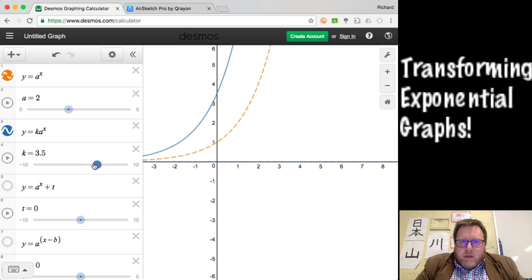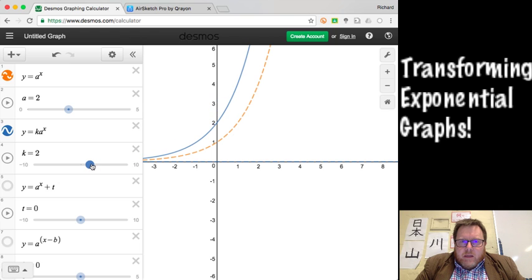Let me go to a whole number so you can see that a bit more clearly. There we go. So k equals 4, and the y-intercept is equal to 4, unsurprisingly, because the basic graph is simply multiplied by 4. Every value is. So the y-intercept goes from 1 to 1 times 4, which is 4. Okay, what about k being a fraction? I wonder what's going to happen.